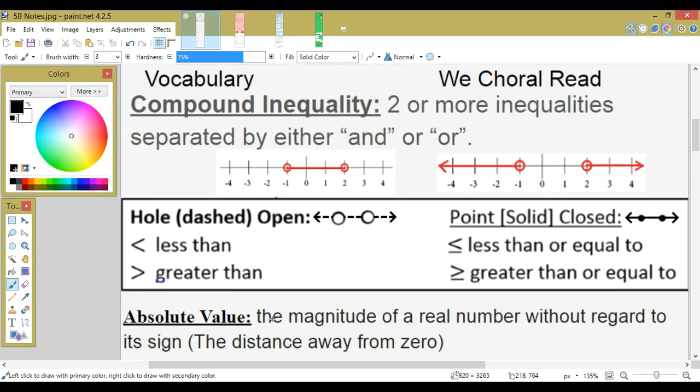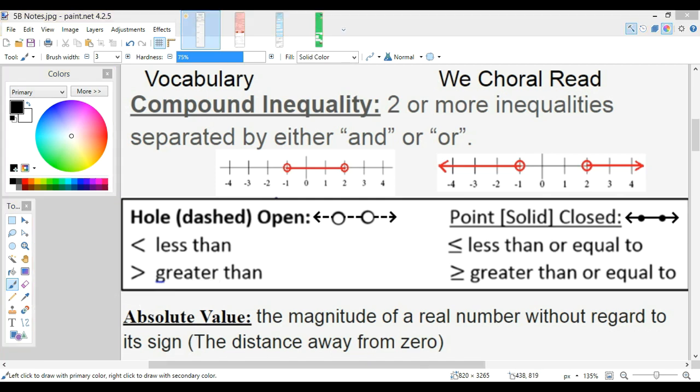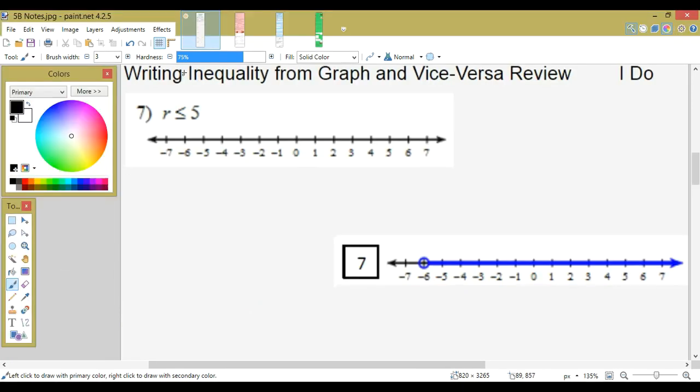Absolute value: the magnitude of a real number without regard to its sign, the distance away from zero. Writing an inequality from a graph and vice versa, review. r is less than or equal to 5.